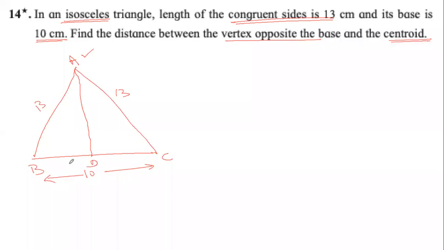Because this is a median, we will have BD equals CD. Now quickly tell me what will be the length of BD and what will be the length of CD?